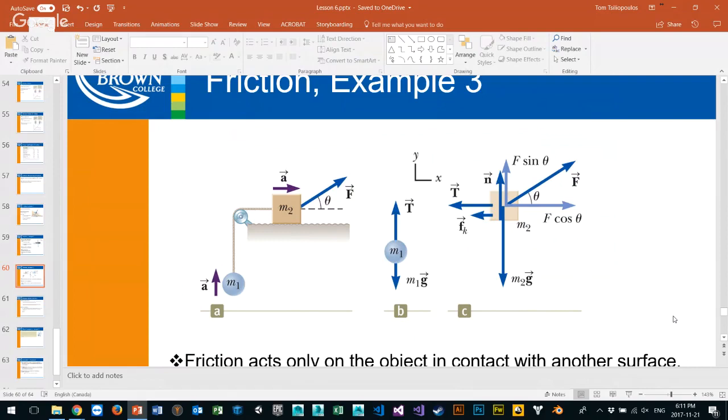This is not a surface that's frictionless, right? And then you see that there's a pulley here with a mass. So there's two masses in this scenario. With an angled force, I'm pulling this way with an angle that's not flat or straight across the surface.